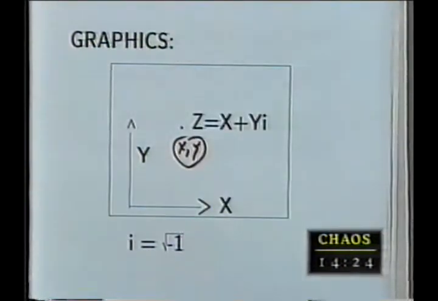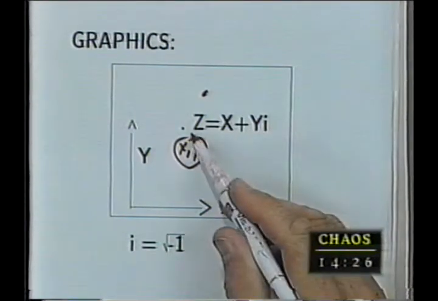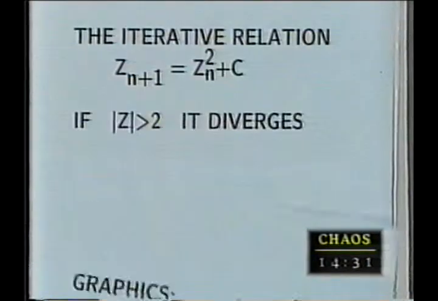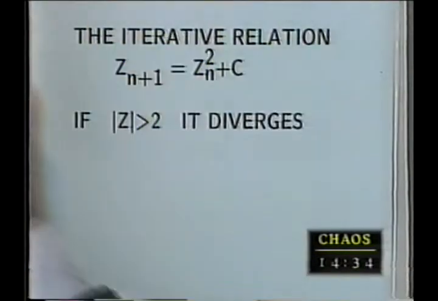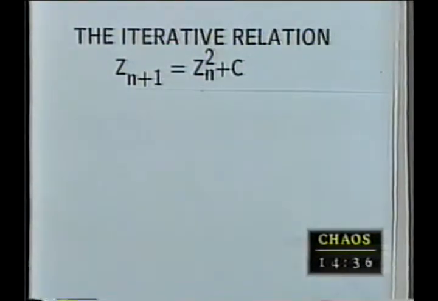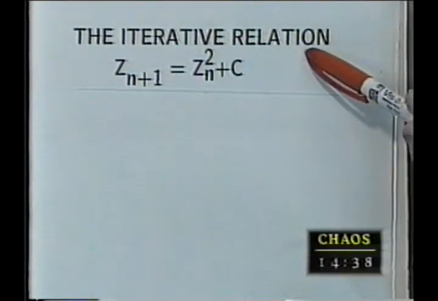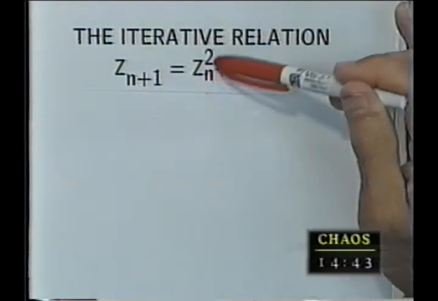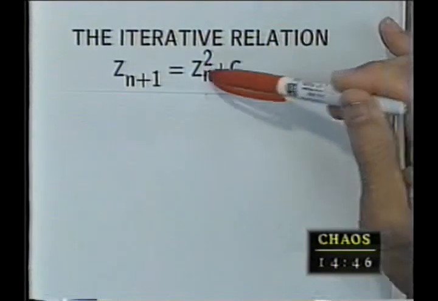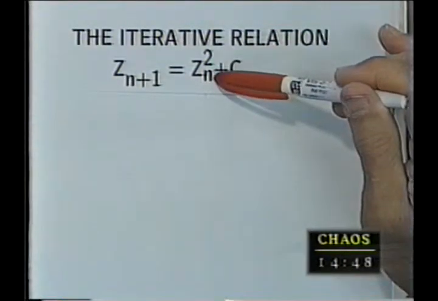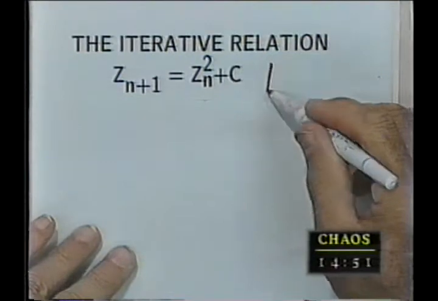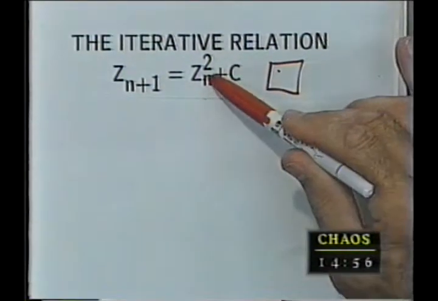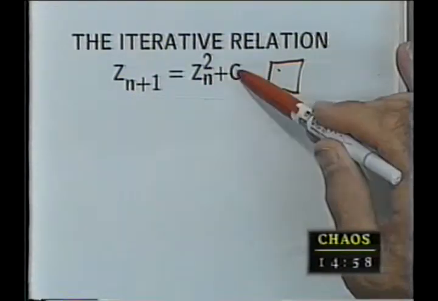Each point has an x and a y coordinate, and therefore it has a complex value, x plus iy or yi. The iterative function that we're going to work with in this, remember, we always talk about iterative functions in chaos. The iterative relation we're going to work with is that if we start out with a z, the next z is the square of the old z plus a constant. So you're at a particular point in the plane. We have a value of z. The next value of z is the square of that value plus a constant.